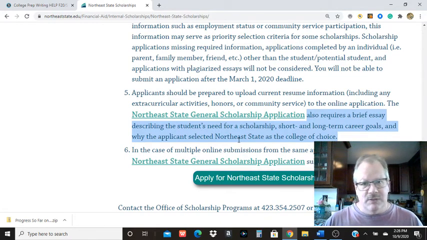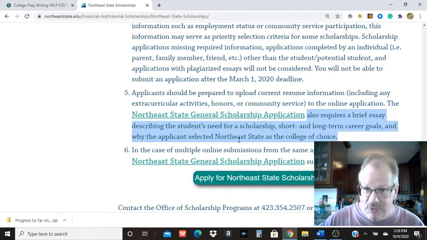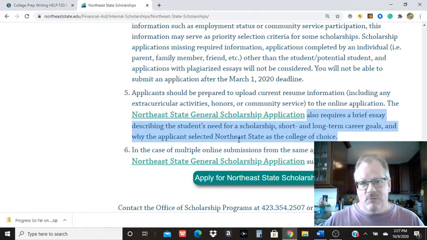Same thing with the short and long-term career goals. Try and be as specific as you can and indicate why you want to do that. Try to avoid platitudes like, I want to be a nurse because I like to help people. Well, okay, that's nice, and it's a good thing, but that's not going to be particularly memorable. You might talk about how you used to wrap your kitty cats in bandages or something like that. Something that might be a little more memorable to the scholarship application committee.